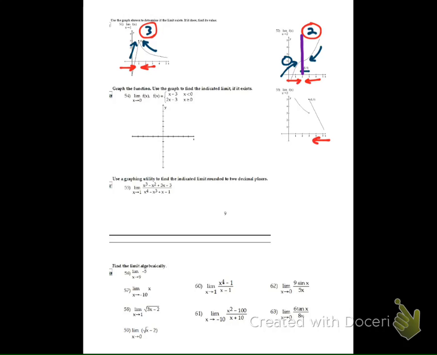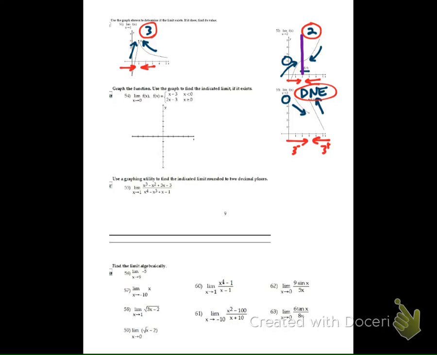As x gets closer and closer to 3 from the right, the y values are getting closer and closer to 5. So that's different than as x gets closer and closer to 3 from the left, the y values are getting closer and closer to 3. And so we can see the right and left hand limits are not equal, so therefore this limit does not exist. Okay, the right and left hand limits exist, but the limit from both sides does not exist.